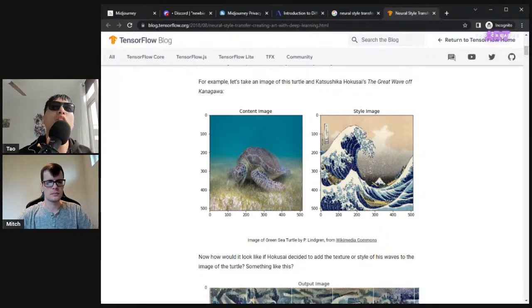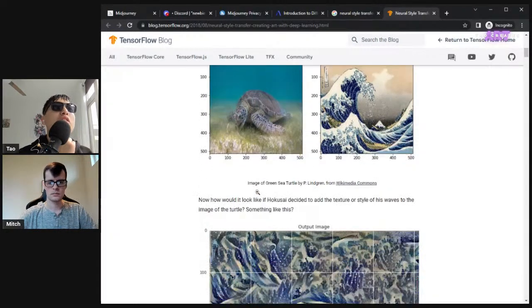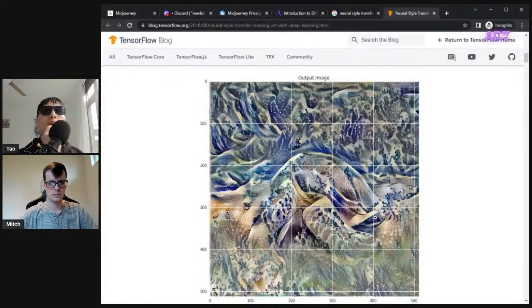Yeah. So basically, you can have two images, right? You have one image that is the content, like a turtle, and then you have another image that is a style. Here, this is some Japanese drawing, and then they were able to merge these two things together and generate something that looks like this. So as far as I remember, for AI art becoming mainstream, this was the first paper where that happened.